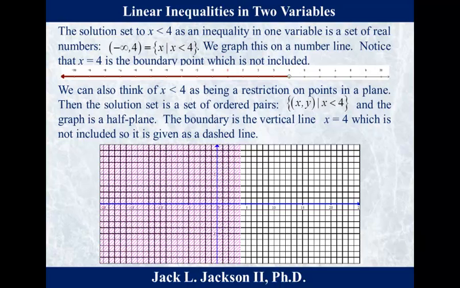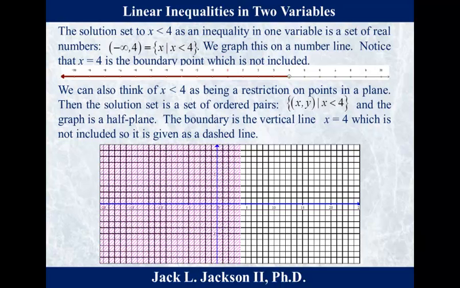But we could also think of the set of points in a plane for which x is less than 4. So you start with all points in the plane, and then when you put this restriction that x is less than 4, we eliminate all points whose x values are greater than or equal to 4. So we can think of it as a set of ordered pairs x, y, such that x is less than 4.